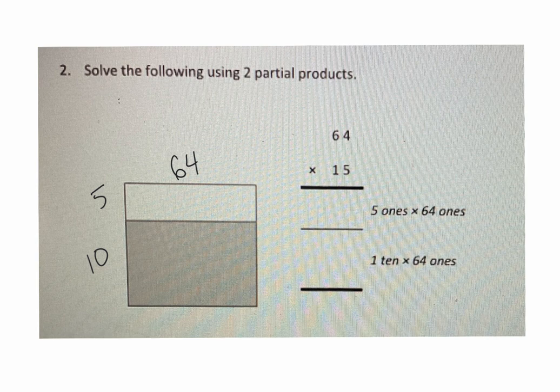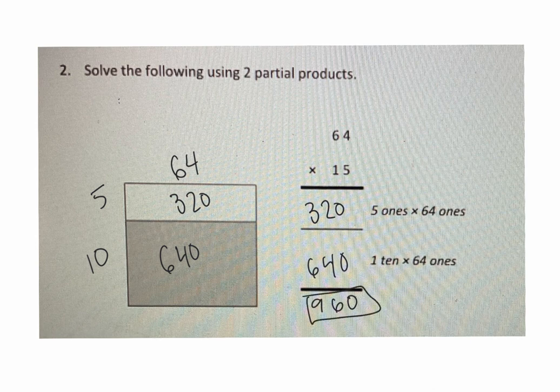So what's 5 times 64? 320. And then 10 times 64 is 640. And then we can just plug those numbers into over here. And then our final product will be 960. That's just the area model, and that's just breaking it down into two partitions.